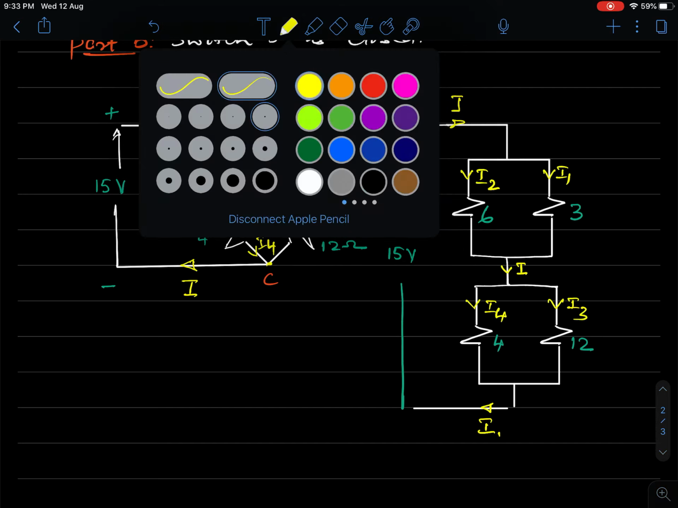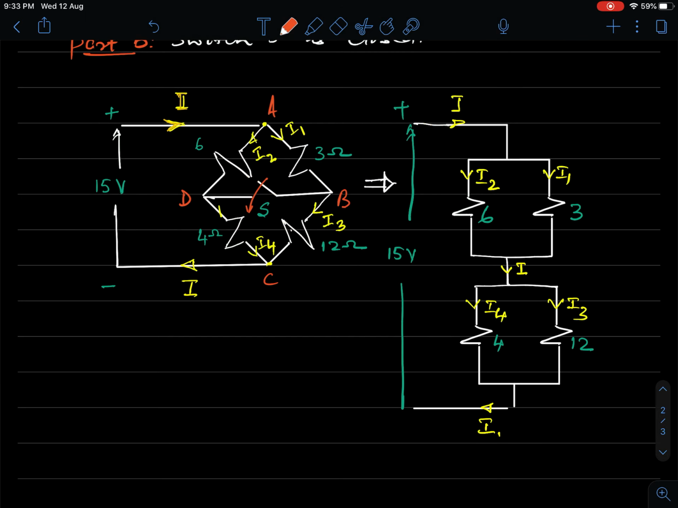Now we will name the junctions also. This is my node A, this is node B, this is my node D, and this is my node C. I have taken these two nodes together.